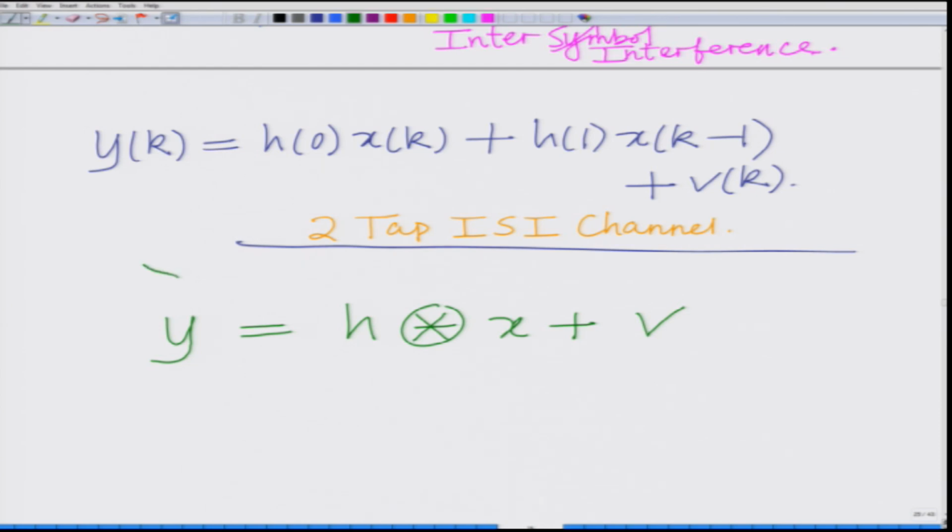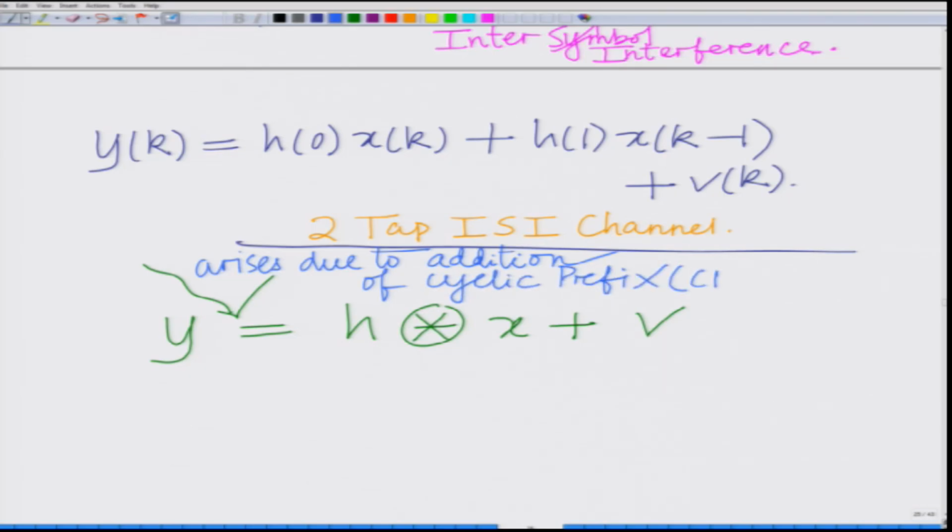Why does this arise? This arises because of the addition of the cyclic prefix, and this is something that we have seen several times before. That is, I take a block of samples, add a cyclic prefix and transmit it across an inter-symbol interference channel. The output Y can be modeled as the channel H circularly convolved with this block of symbols, or samples, whichever are transmitted, plus additive noise.